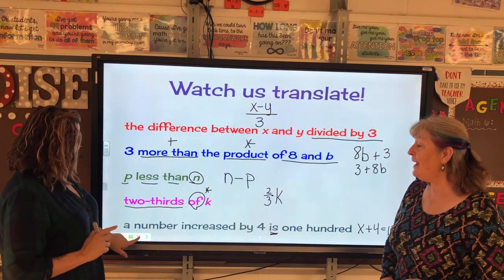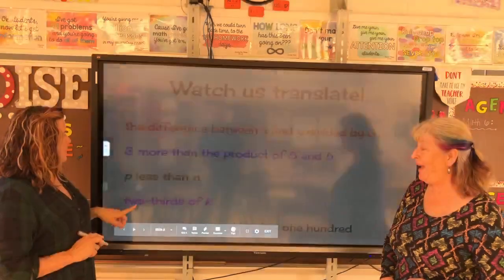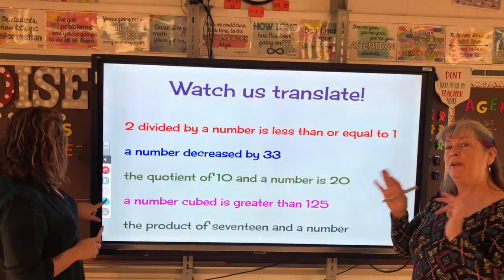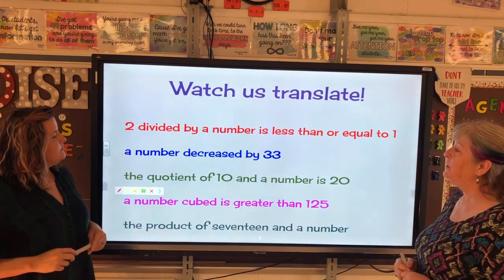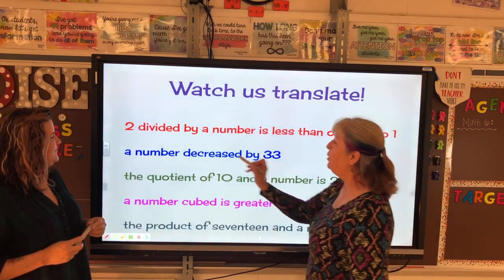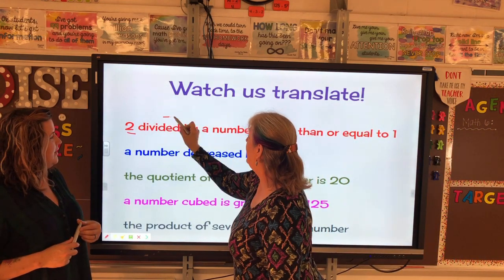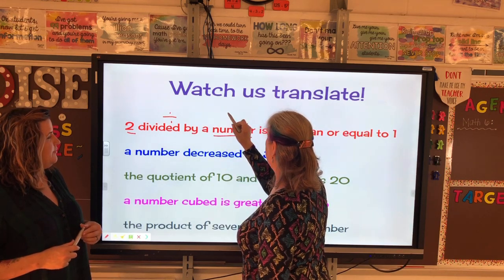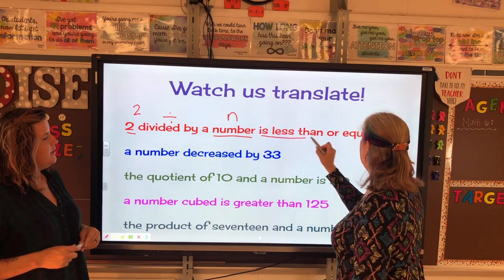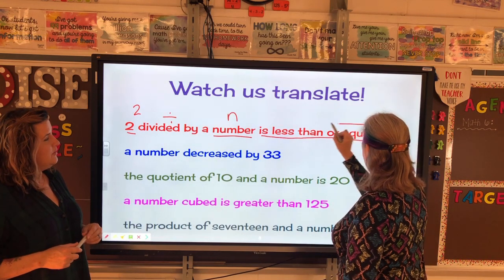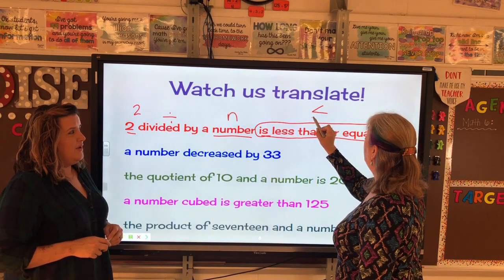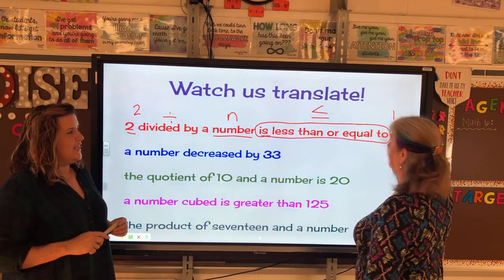Right. Our next page, the reason we added some more is because there are so many possibilities. This one has a little bit of inequalities in here. So let's start with this one, and I get the first inequality. 2 divided by a number, which I'm going to use the variable n. I'm just going to write it above here for a second. Is less than or equal to. We haven't done inequalities yet, so that's something we'll look at soon.